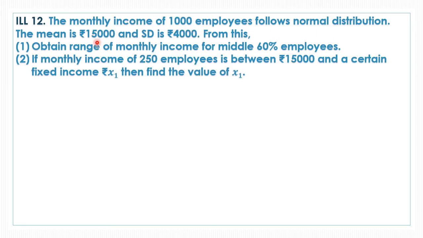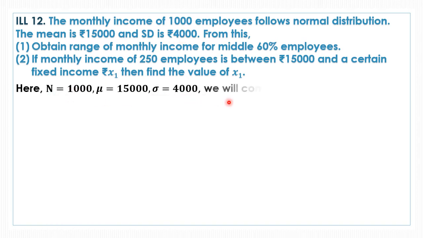1000 employees follow normal distribution with mean 15,000, standard deviation 4,000. We have to obtain number one, range of monthly income for middle 60% of employees. Number two, if monthly income of 250 employees is between 15,000 and a certain fixed income of rupees x1, then find the value of x1. Let's start by writing down the total employees as 1000, mean and SD and all that. So n 1000, mu 15,000, sigma 4,000.